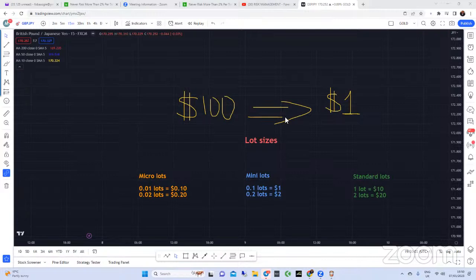So this is basically what it is. Lot sizes. Let me show you something else. We're going to be taking some questions anyway, but let me show you something else before we go.